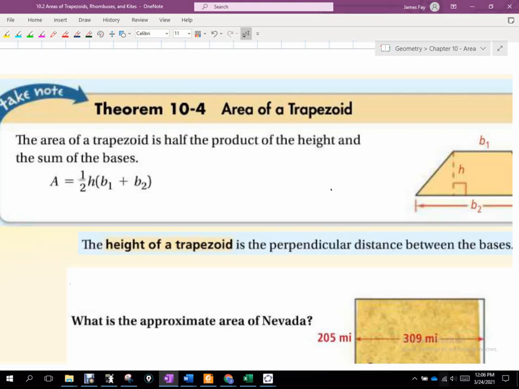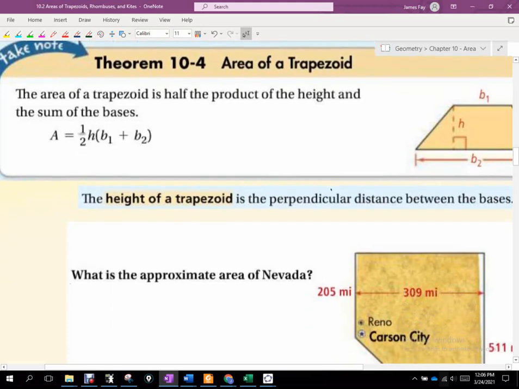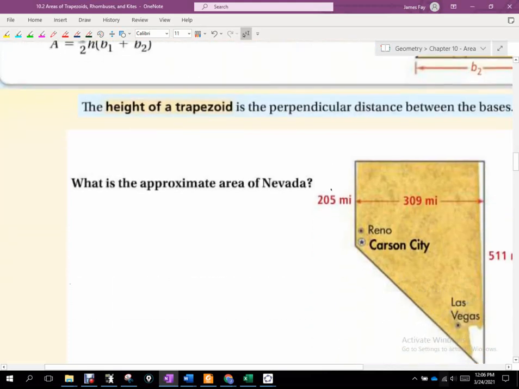1/2 H(B1 plus B2), and H has to be the altitude between the two bases. B1 plus B2 is the sum of the bases, and it does not matter which one is B1 and which one is B2. All right.